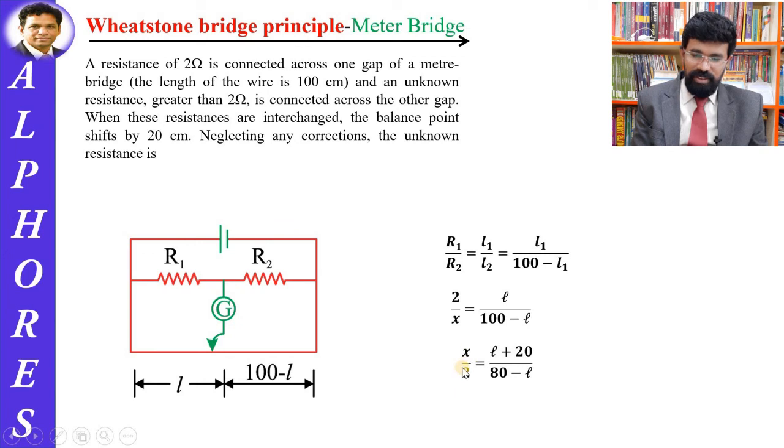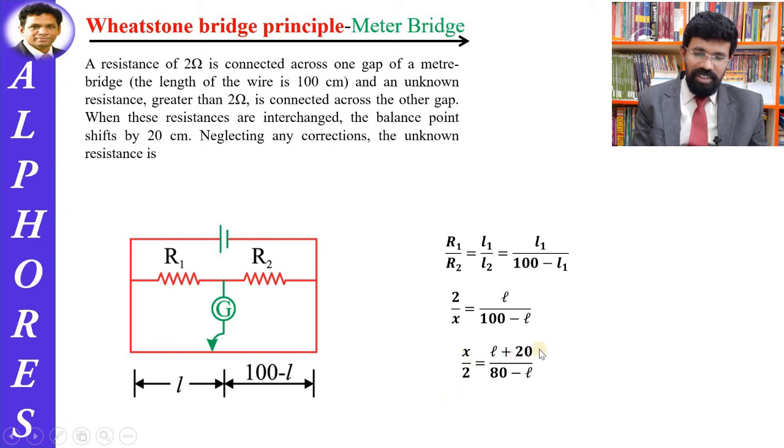So if the X by 2 value increases compared to this one, what does it mean? In the case of interchanging, the balancing length increases. It was already said in the question that it shifts by 20 centimeters. Since we have identified that the length increases after interchanging, what will be the new balancing length? It will be L plus 20. We don't know whether it is L minus 20 or L plus 20, but from the given information we can identify that the X by 2 value is more.